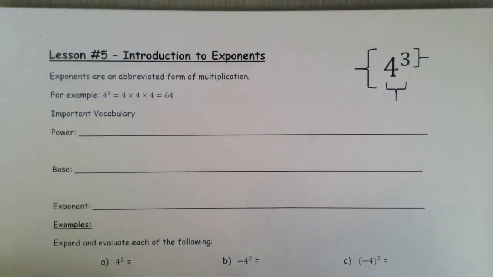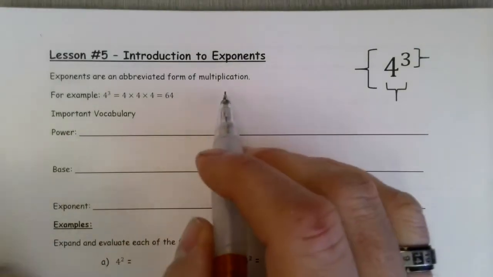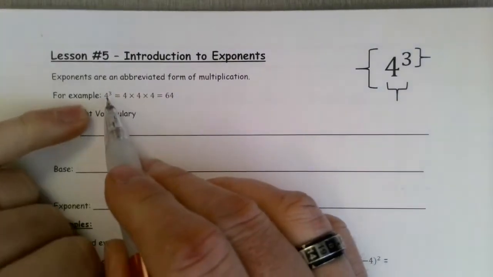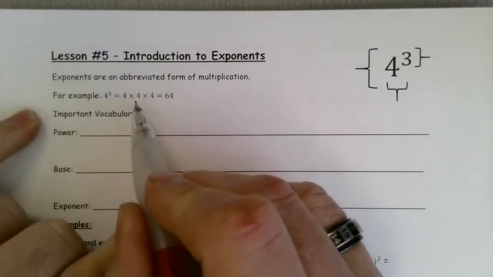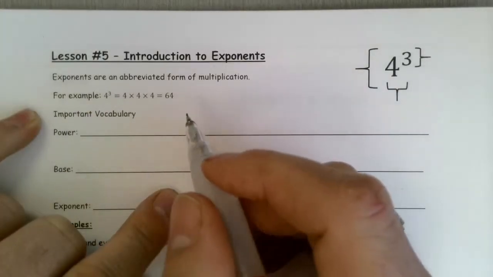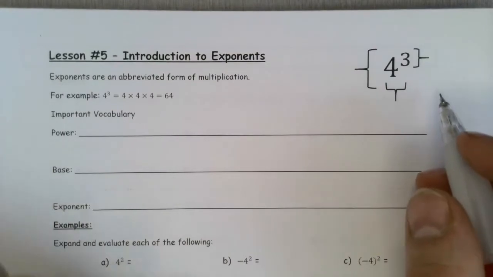Okay, and so exponents are an abbreviated form of multiplication. So for example, 4 to the 3, 4 with that superscript of 3 there, means 4 times 4 times 4, and that's equal to 64. Okay, so we're going to define some of the pieces here.